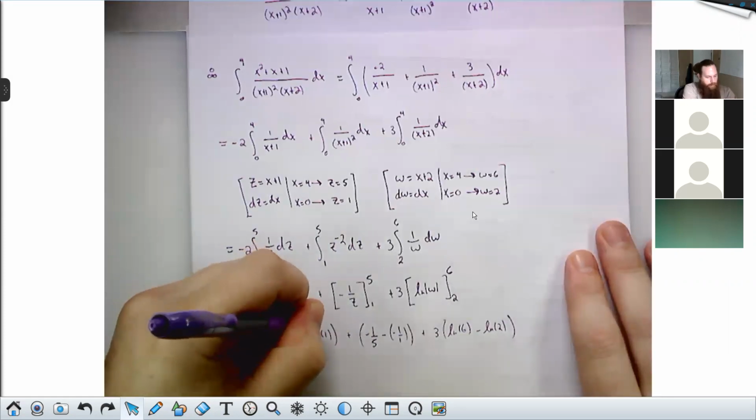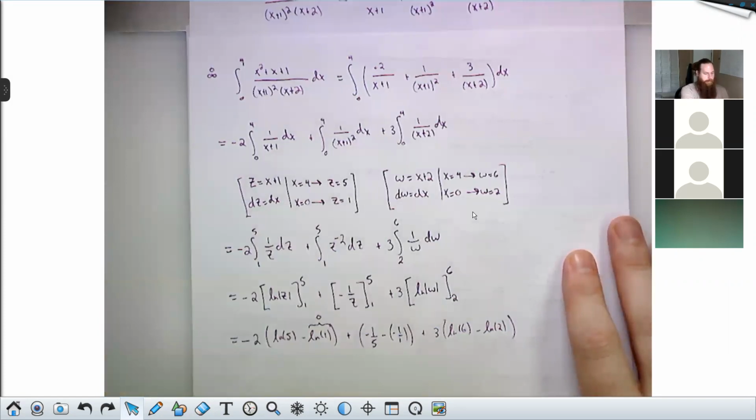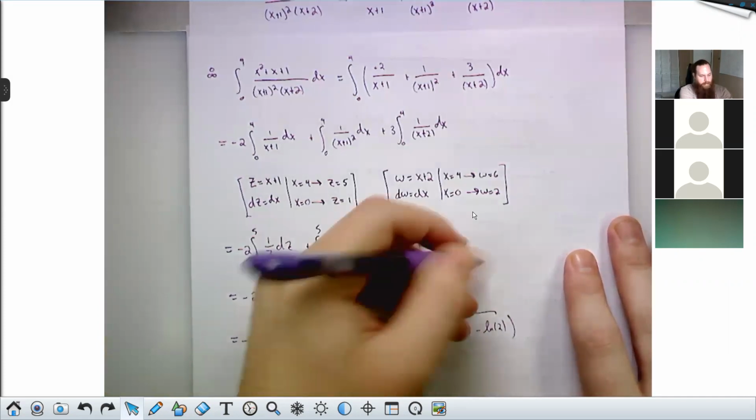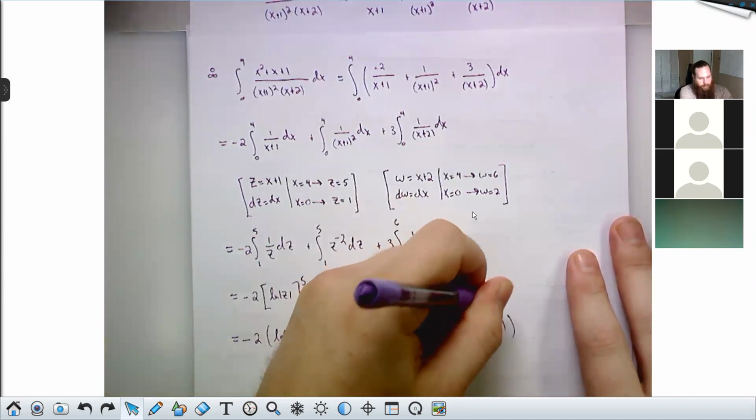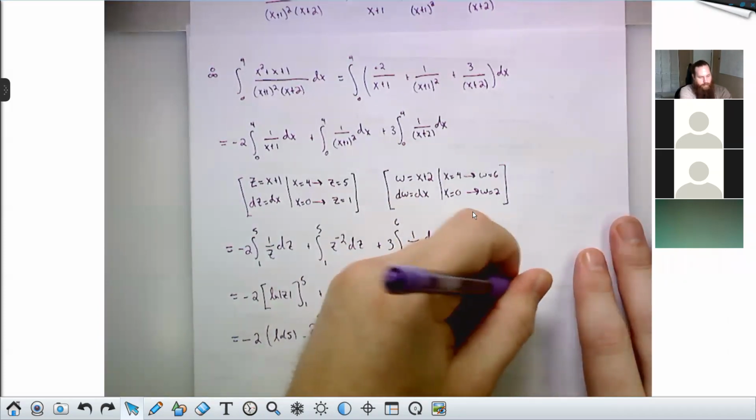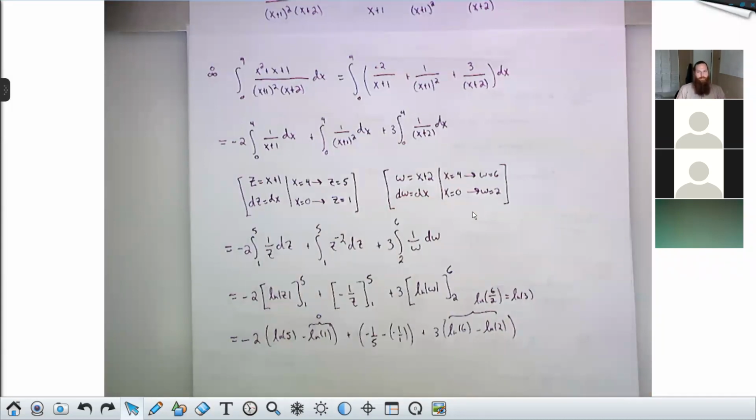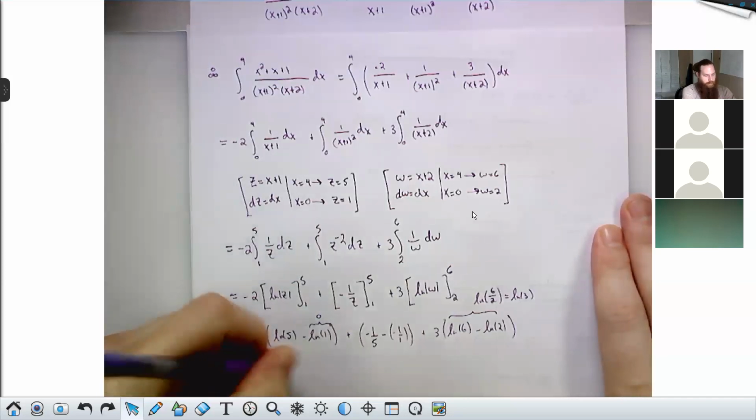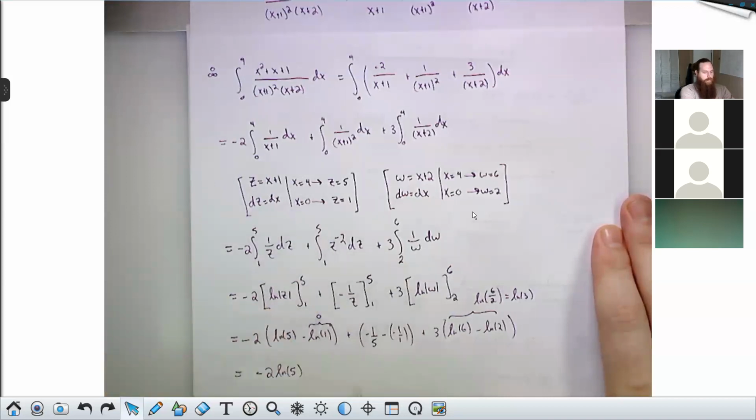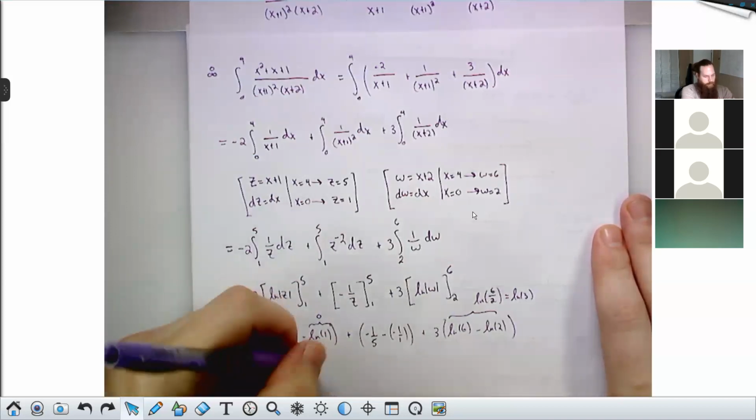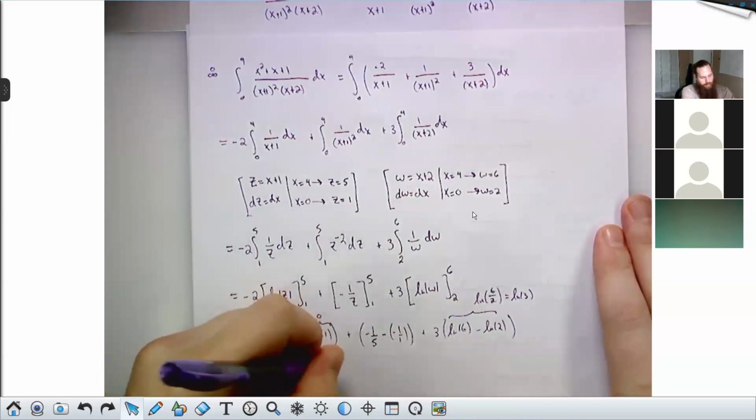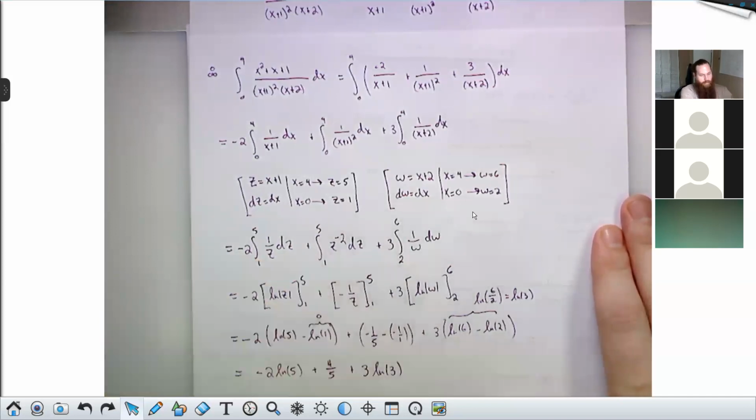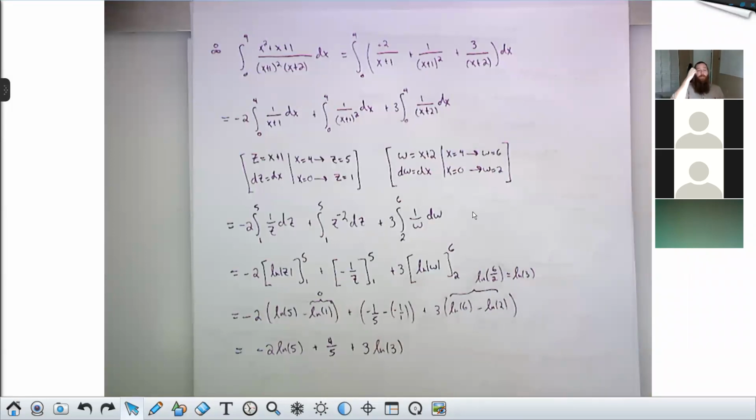The natural log of 1 is 0. And ln 6 minus ln 2, you can combine those using log rules. That's the ln of 6 over 2, which is the ln of 3. So we get, as our final answer, negative 2 times the natural log of 5, plus negative 1/5 plus 1, which is 4/5, plus 3 times the natural log of 3. And that's it.